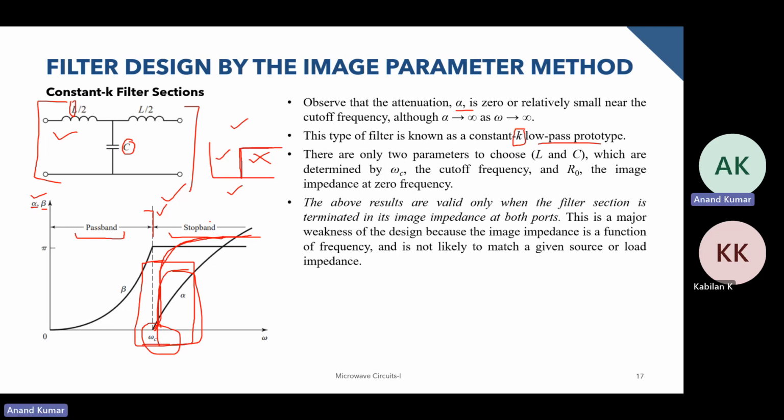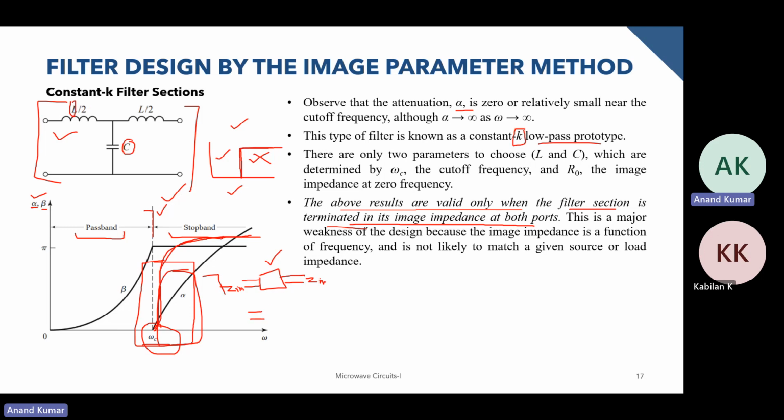One important thing is that these results are only valid when filter sections are matched, that is, terminated in their image impedance on both ports. So we had this two-port network, and we need to make sure that it is terminated by its image impedances on both sides. So how would you then match it with the other parts of the circuit? When we implement these circuits at microwave frequencies, we usually use distributed elements, for example this L and C, and model them using microstrip or strip lines.